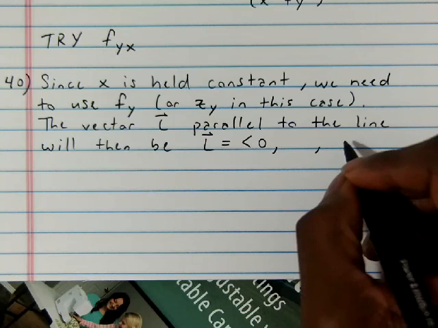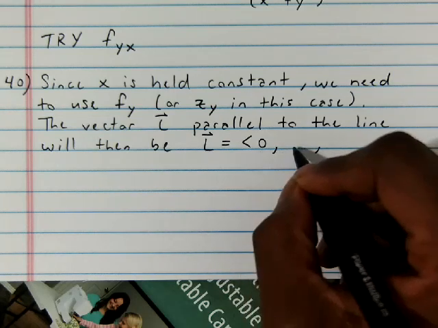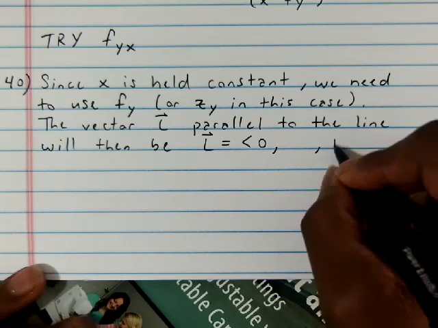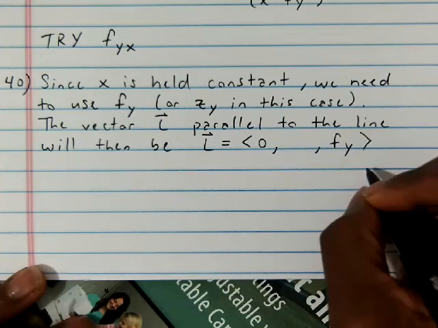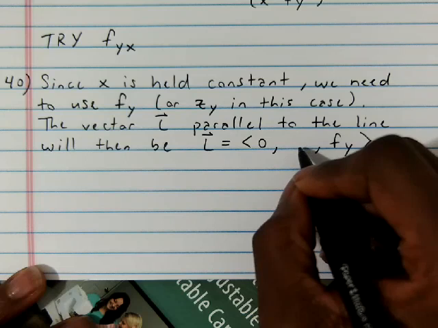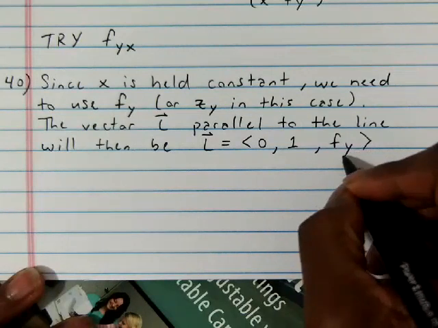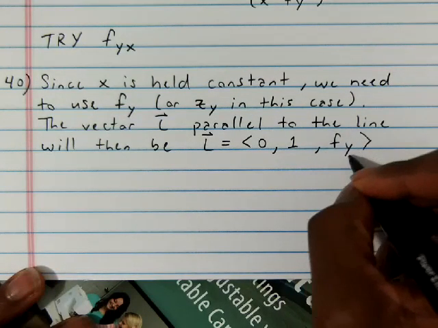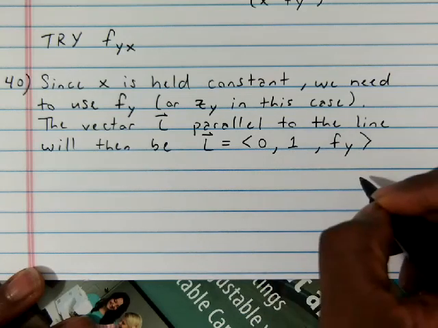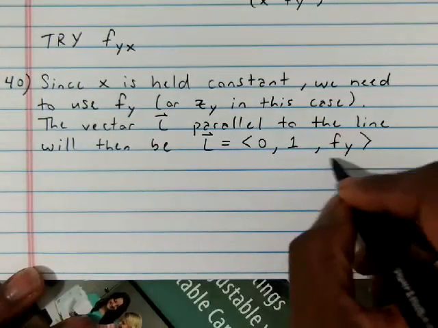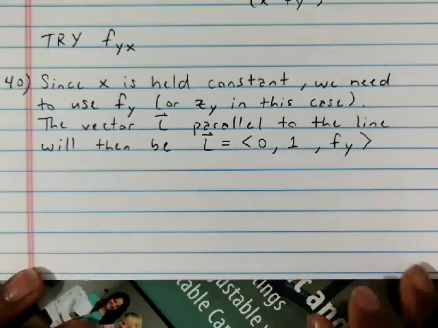What is the change in z going to be? Because we're just looking at a vector, and that's how we determine vectors: how far do we go in the x direction, how far in the y direction, how far in the z direction. The rise over run is change in z, and the change in z is f sub y or z sub y. Then your run is just 1. The change in y is 1. So for every time you go up or down f sub y, you go to the right 1. So this is going to be your vector L that's parallel to your line.